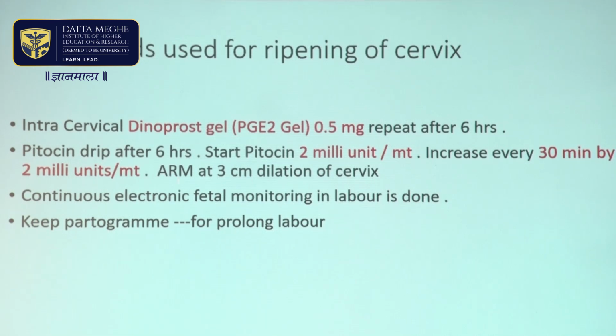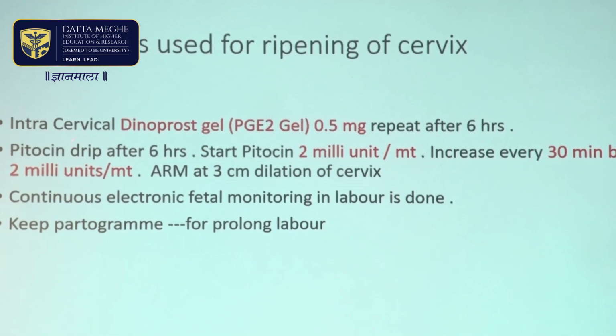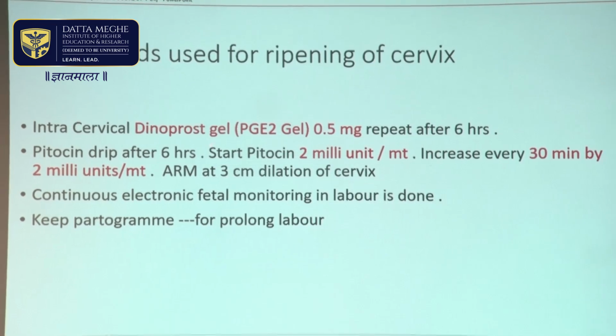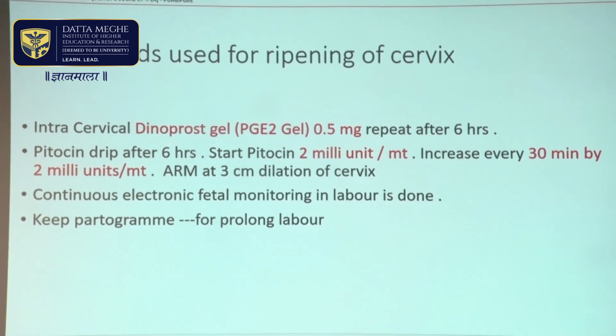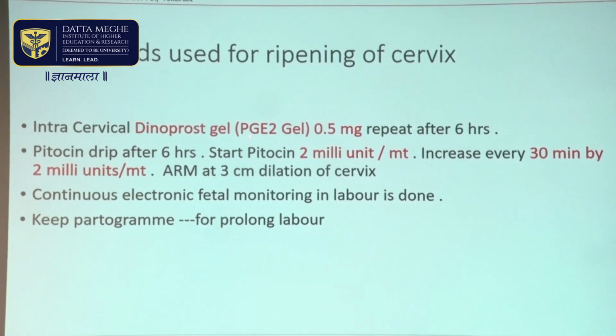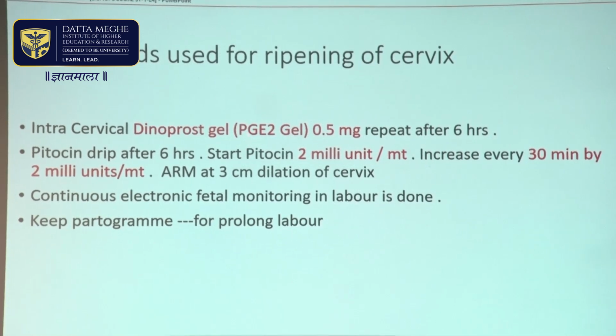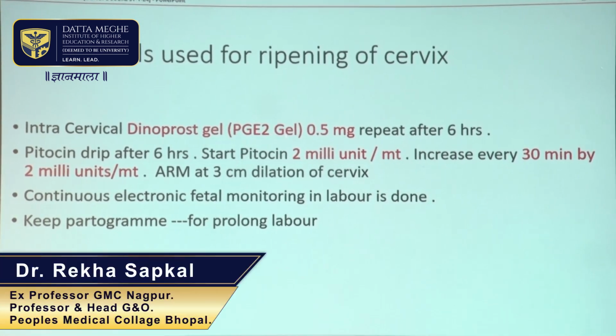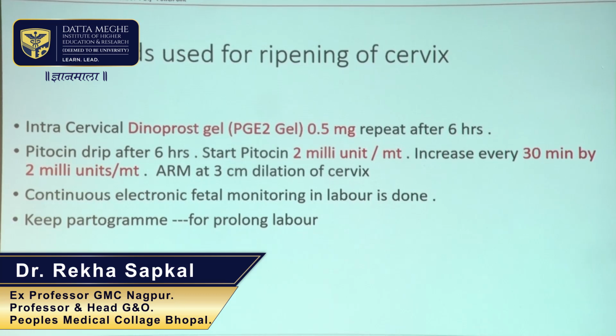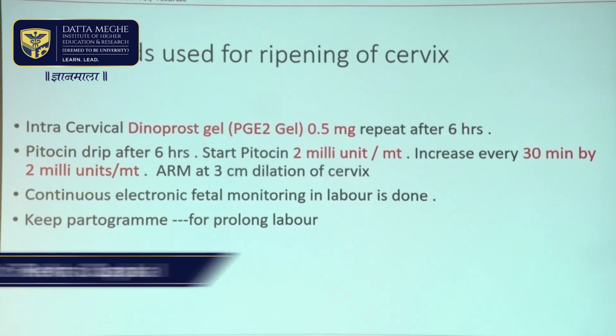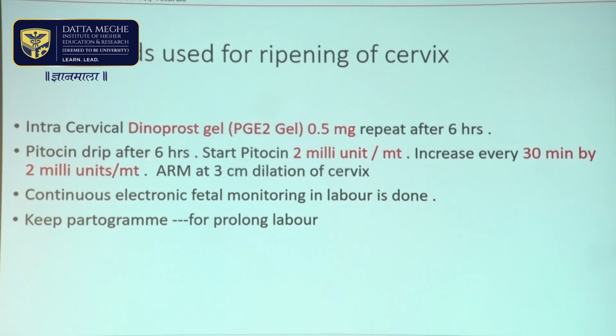You must understand the intracervical dinoprost gel or cerviprime gel is the best gel for ripening of the cervix. It is prostaglandin E2 gel. The dose is 0.5 milligram. You have to repeat it 6 hourly, and then after 2 6 hour doses, you have to start the pitocin drip or oxytocin drip for the patient.